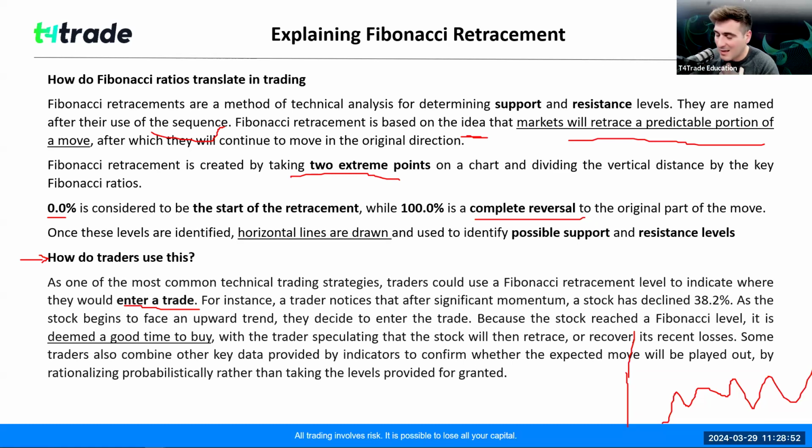Okay, so it's a game of probabilities. The better you are at judging and assigning probabilities to your best case or worst case scenario, the more sophisticated your approach will be, and from there onwards you can, in a sense, make more money and safeguard your profits but also your losses. So for instance, a trader notices that after a significant momentum, a stock has declined to 38.2, a key ratio. As the stock begins to face an upward trend, they decide to enter the trade. Because the stock has reached the Fibonacci level, it is deemed a good time to buy.